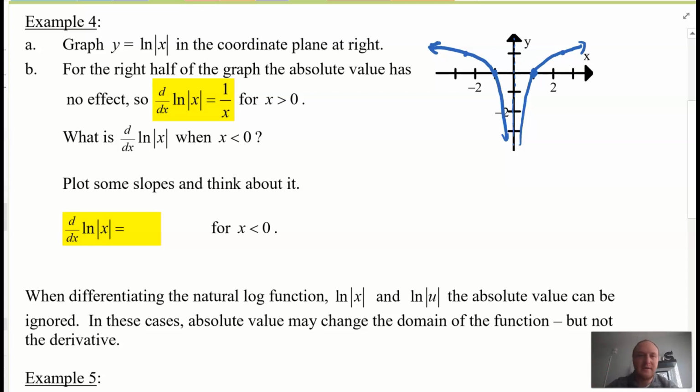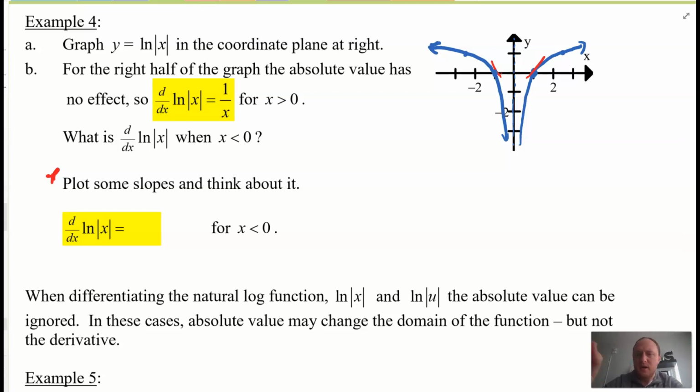Well, what about the left side? On the left side, if I go ahead and plot some slopes like they recommend here, I have 1 here, so at 1 you notice the derivative is 1. How do you know that? Well, what's the derivative of the natural log of x? It's 1 over x, so 1 over 1 is 1. Okay, so I'm going to look at negative 1 on this side, and you'll notice the slope is exactly the same. It's just negative, right? It's decreasing rather than increasing.